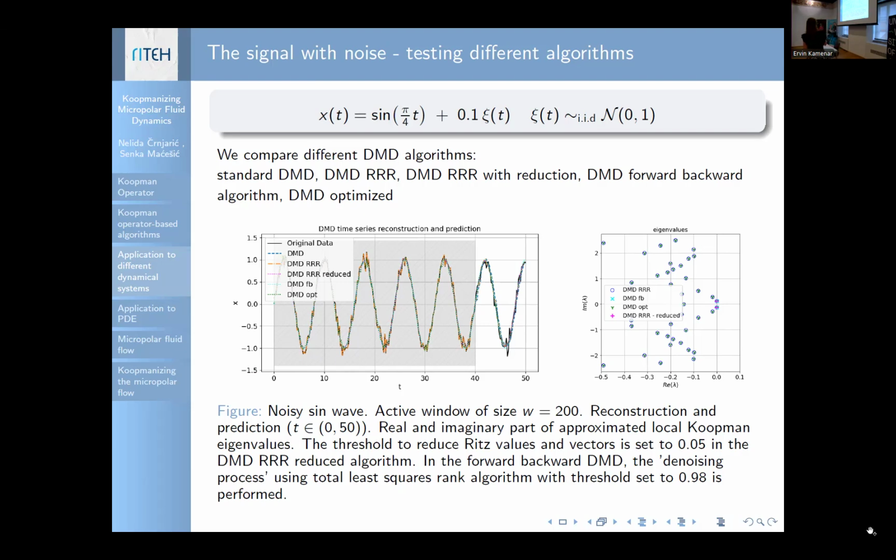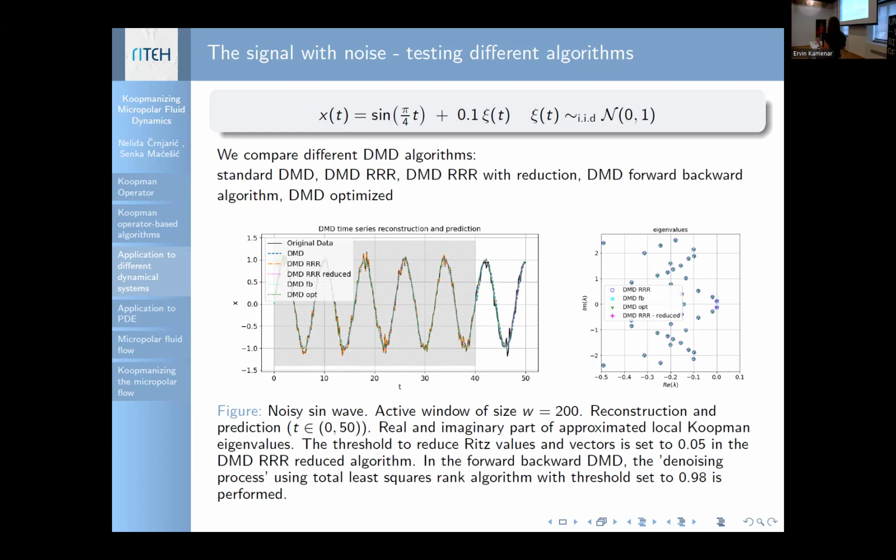We take a simple sine signal, add some noise to it, and want to see what Hankel DMD gives us after we apply it on an active window, which is here in gray color. We take an active window of size 200, and I think I take a Hankel matrix with dimension 150 times 50.